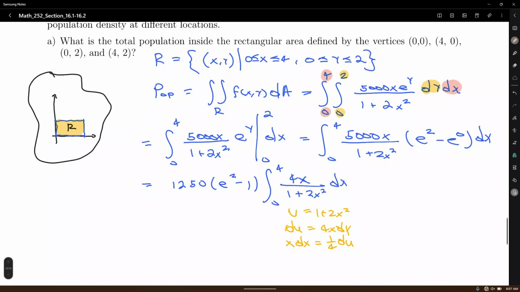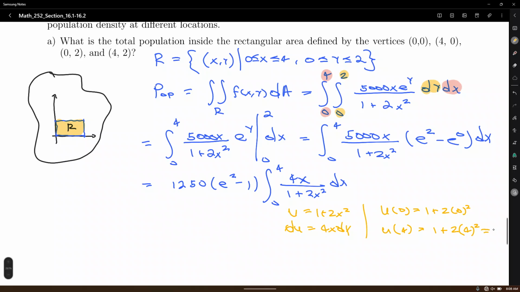Well, actually, we don't need this part right here because we already have the 4x dx, right? We don't need any compensation factors there. But we still need to change the limits of integration. That is, u of 0 equals 1 plus 2 times 0 squared, and u of 4 equals, what's that? 1 plus 2 times 4 squared, that's 16 times 2, 32 plus 1, 33.